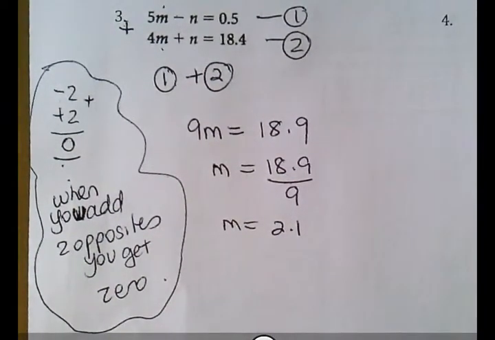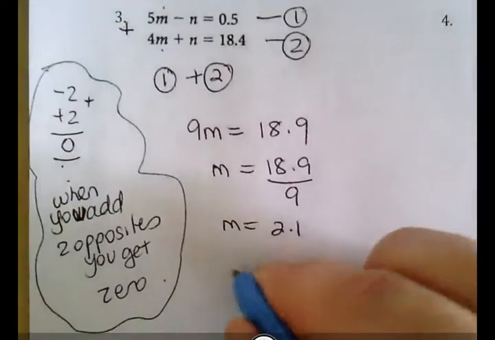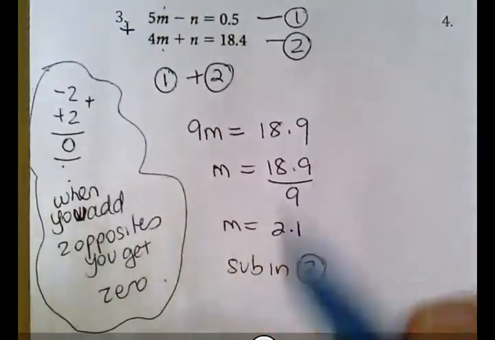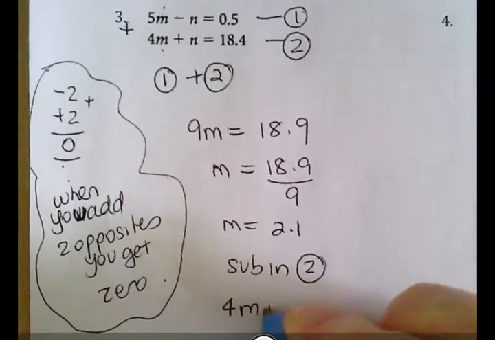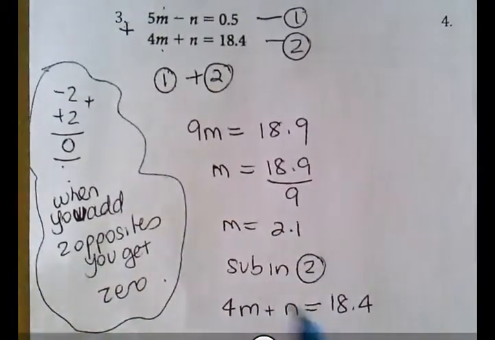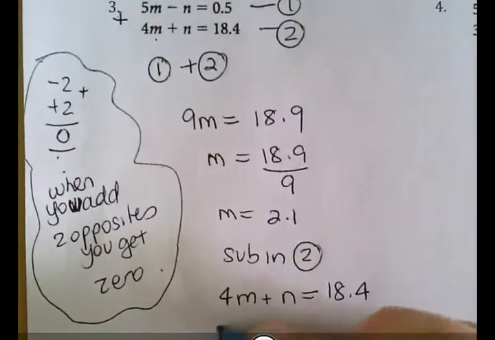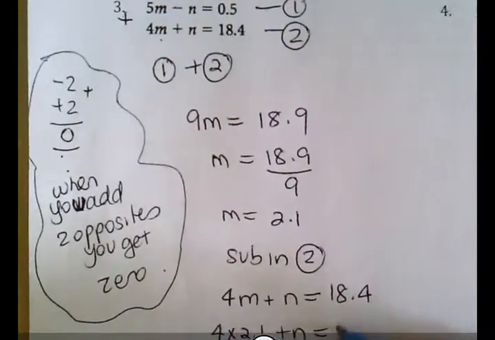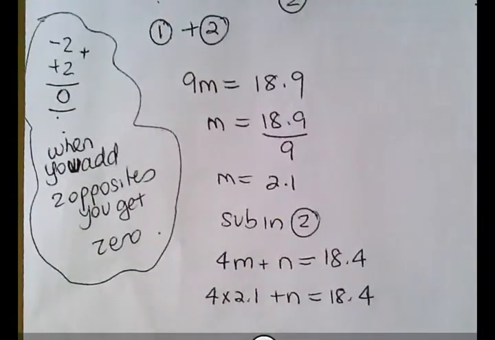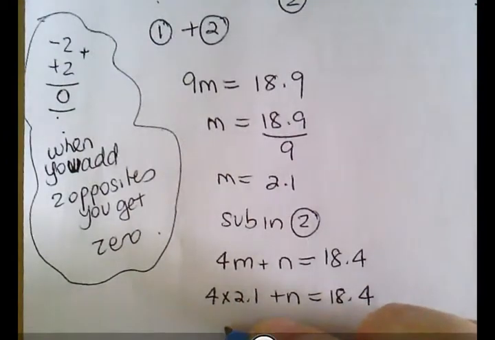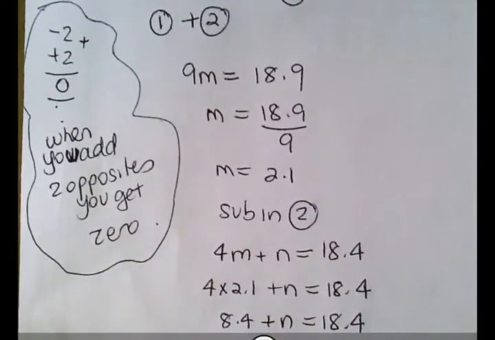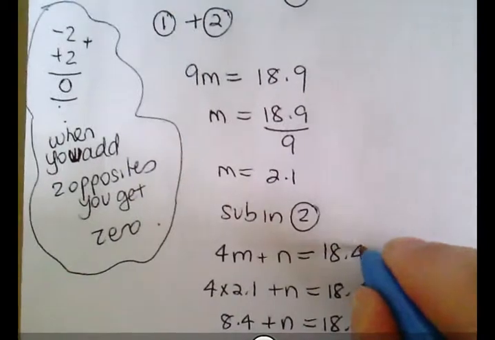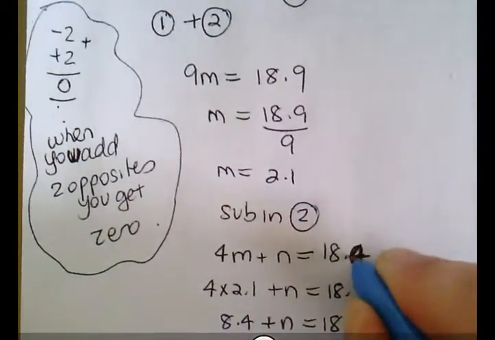Now that we know what m is, I'd probably go into equation 2 because there's no negative n. I would substitute in equation 2 because you've got a minus n in the other one, and just try and keep away from the negatives. So 4m plus n is 18.4. I'm now going to substitute m is 2.1. 4 times 2.1 plus n is 18.4. 4 times 2.1 is 8.4 plus n is 18.4.